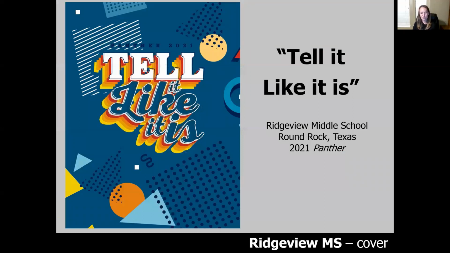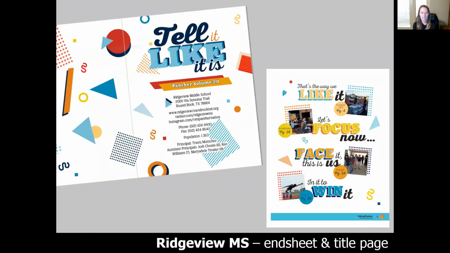Our next example is Ridgeview Middle School, and their theme is Tell It Like It Is. So they wanted to cover the year by telling you this is how it is, the good, the bad, the ugly, all of it. We're going to tell it like it is. This is their end sheet on the left and their title page on the right. And if you'll notice, they did a little swap. I noticed this as a trend this year that some schools swap the information that normally is on the title page onto the end sheet. They did this for a variety of reasons, but it's just a trend that I noticed this year.